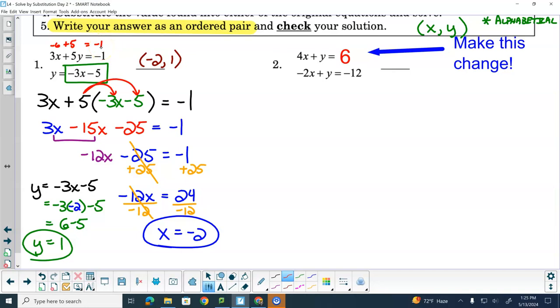Okay? So we said y was 1, right? What's negative 3 times negative 2? 6. What's 6 minus 5? 1, right? 1 is equal to 1. Now we've earned the right. We don't just get to do that. We've earned the right to circle the answer.